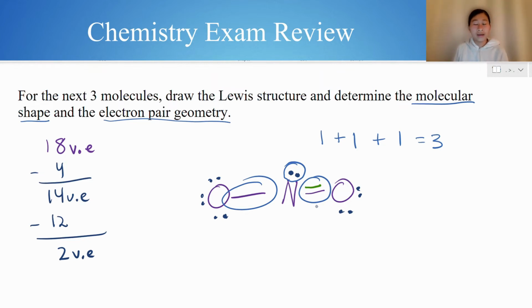Notice that we are not counting bonds. We're not counting the number of bonds. We're counting the number of groups around the central atom, which is why we counted the double bond as just one group, not 2. Now let's find the molecular shape.